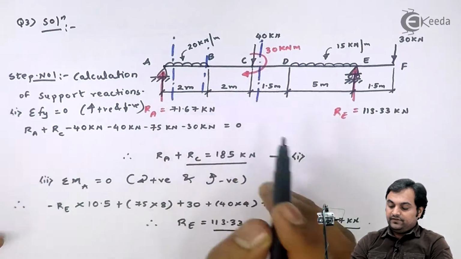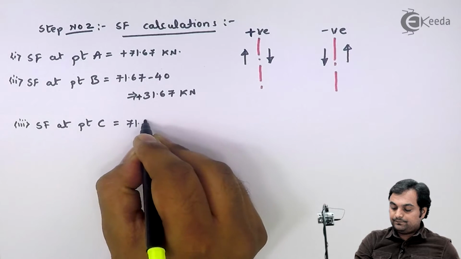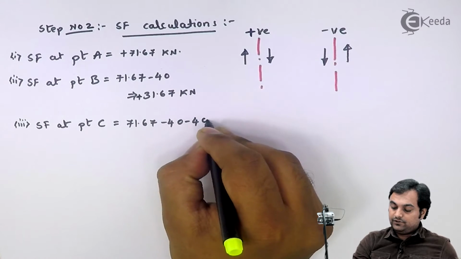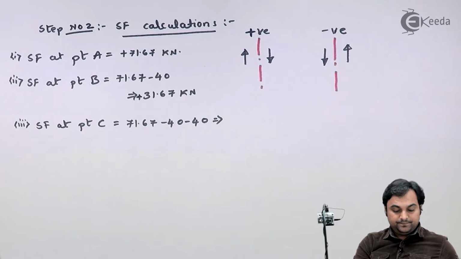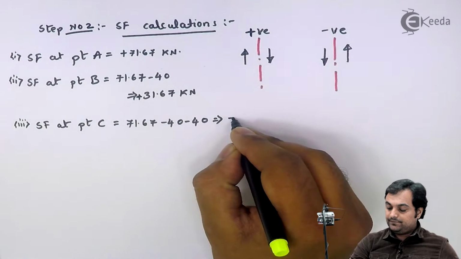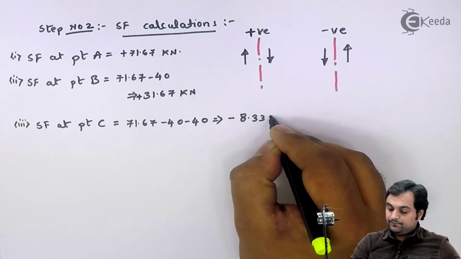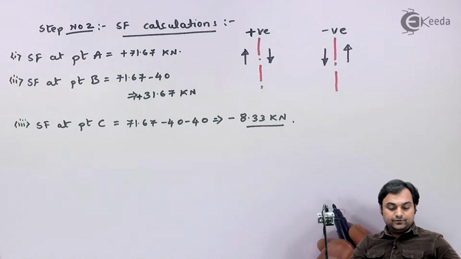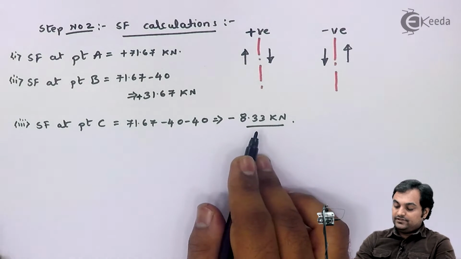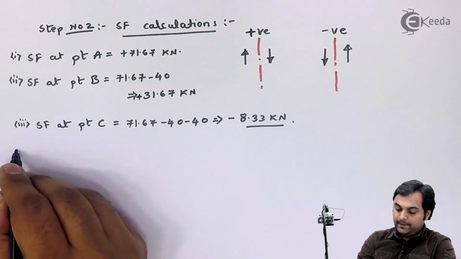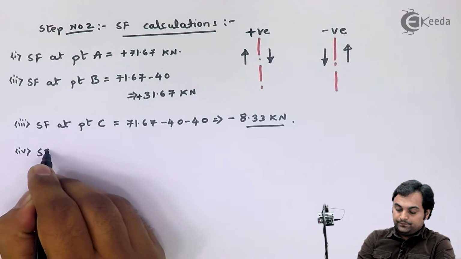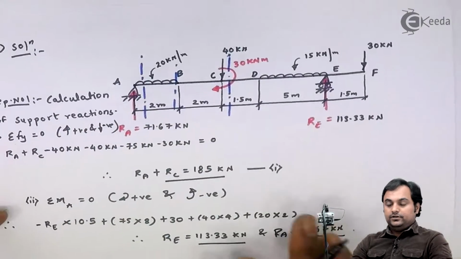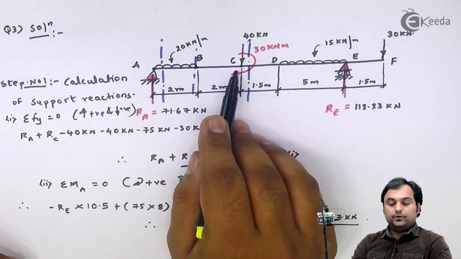here I have 71.67 minus 40 and minus 40. That gives me 8.33 negative kilonewton. After getting shear force at point C, now this shear force will remain constant between C to D because there is no load. So shear force at point D will be same as shear force at point C.